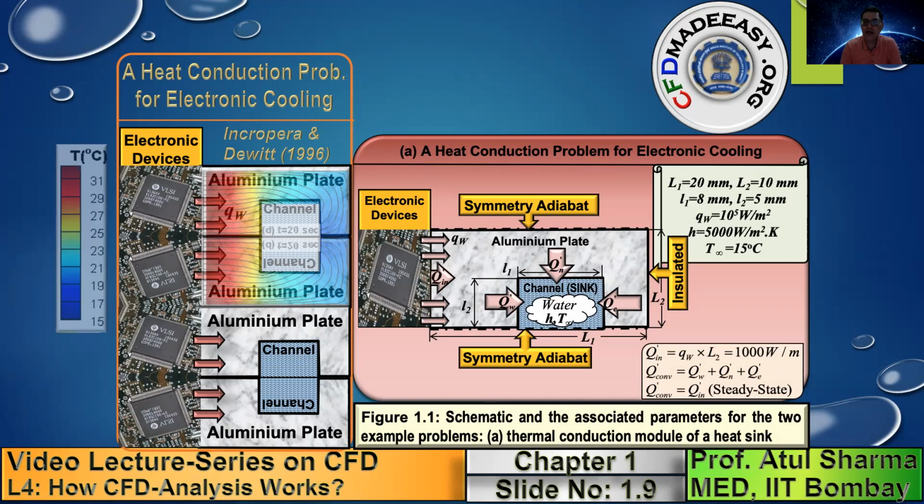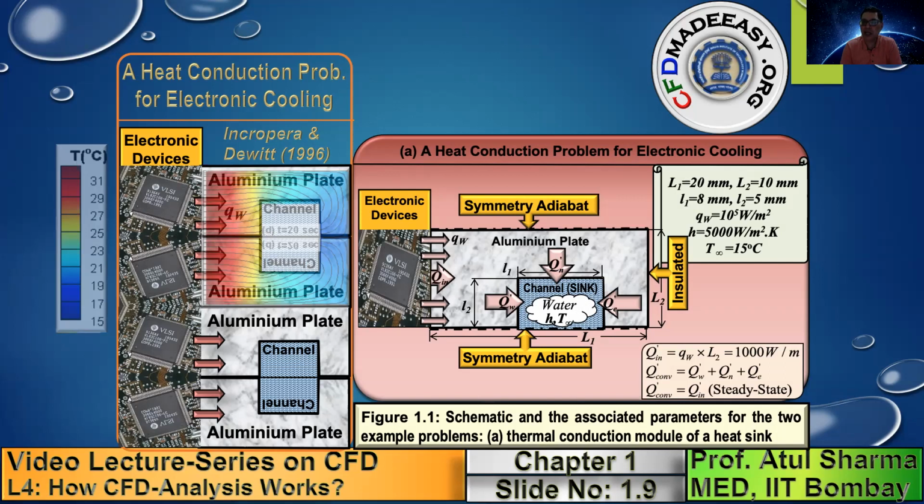So note that if you multiply this heat flux, 10 to the power 5 watt per meter square, with the height of the aluminum plate, which is 1 centimeter, then what we are getting is the amount of heat which is taken by the aluminum plate per unit length of the aluminum plate perpendicular to this board.